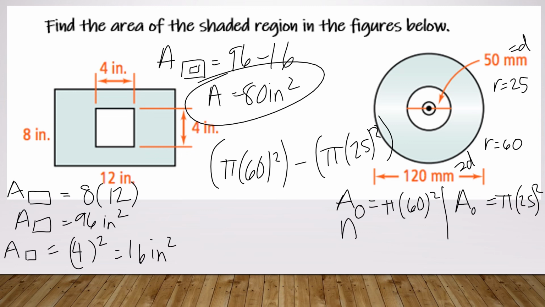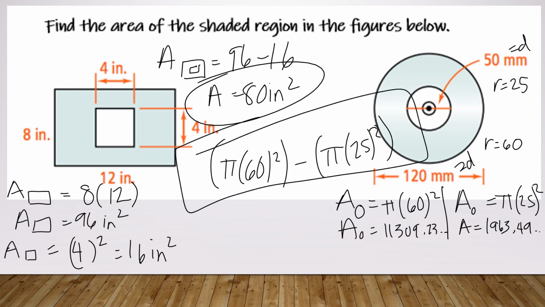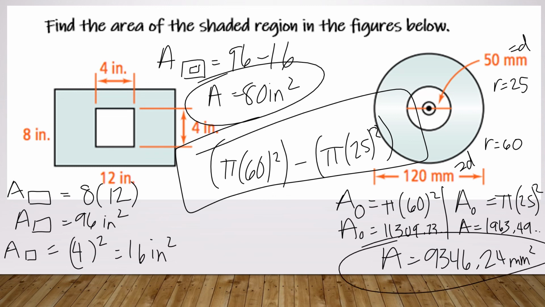So if I actually put these in my calculator here and did these separately, we would have a big decimal here, and then we'd have a big decimal here. Then you'd have to subtract those. So this approach is much easier and less steps for you. So your final answer here would be 9,346.24 millimeters squared.